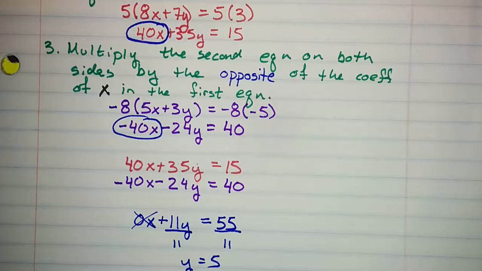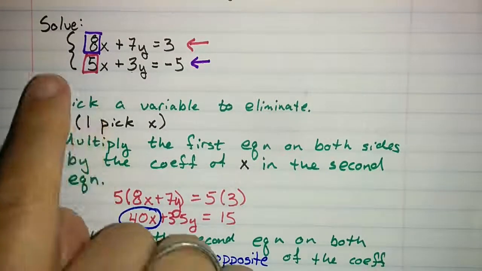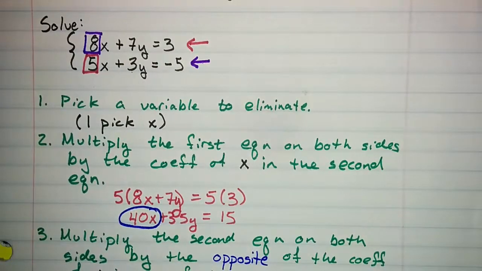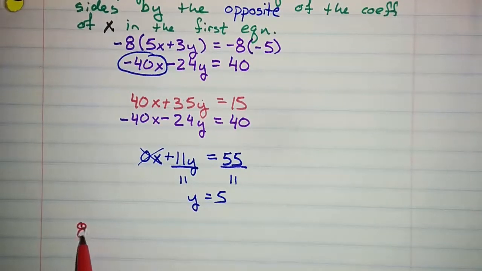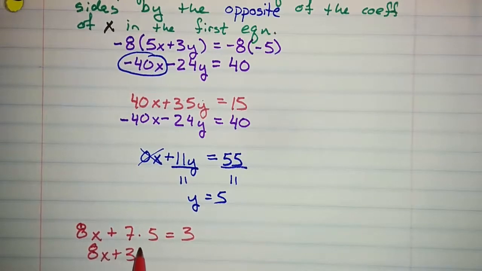Now that we have our hands on y, we can get x. I'm going to just choose the first equation, for no reason. I don't really feel like choosing, so I just choose the first thing. So I'll have 8x plus 7 times 5 equals 3. 8x plus 35 equals 3.